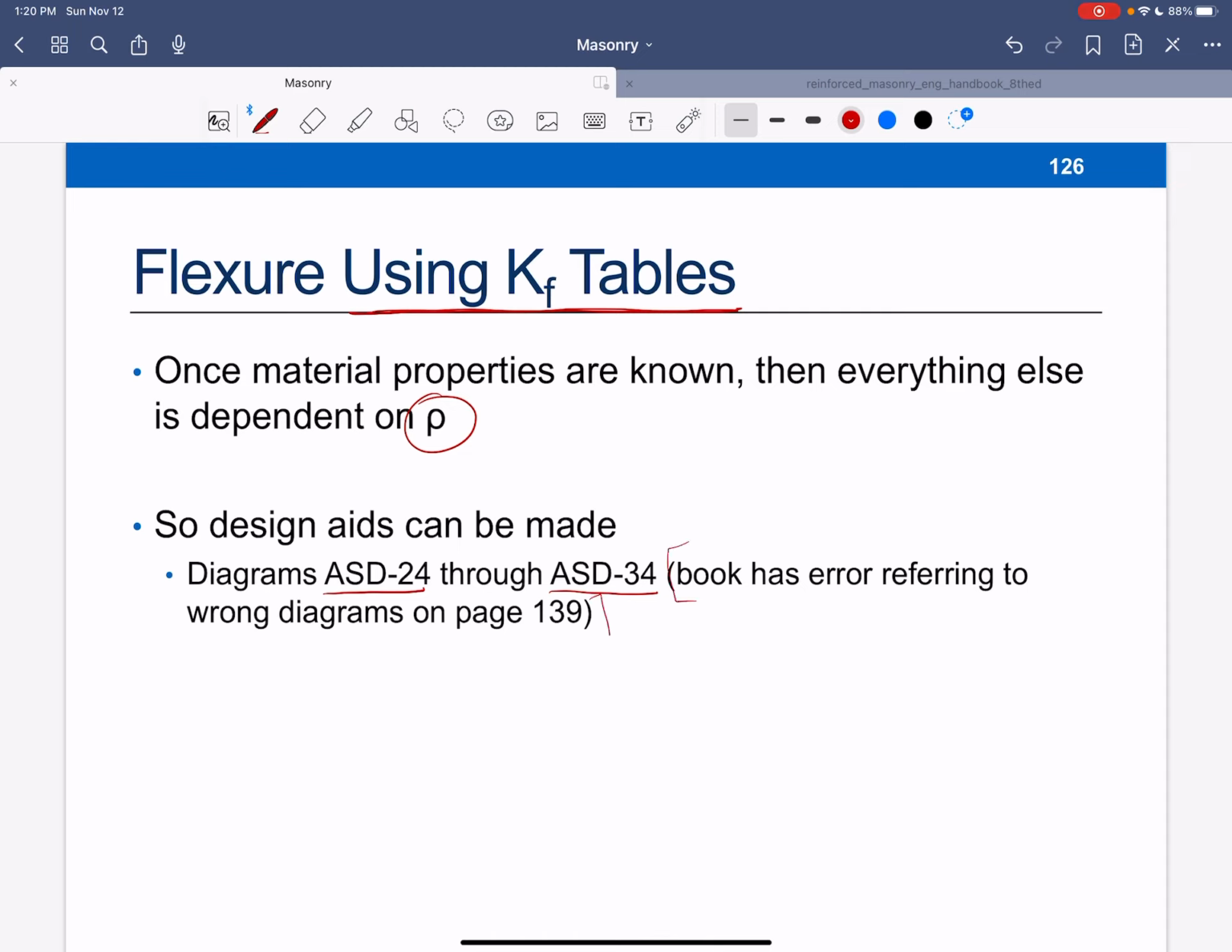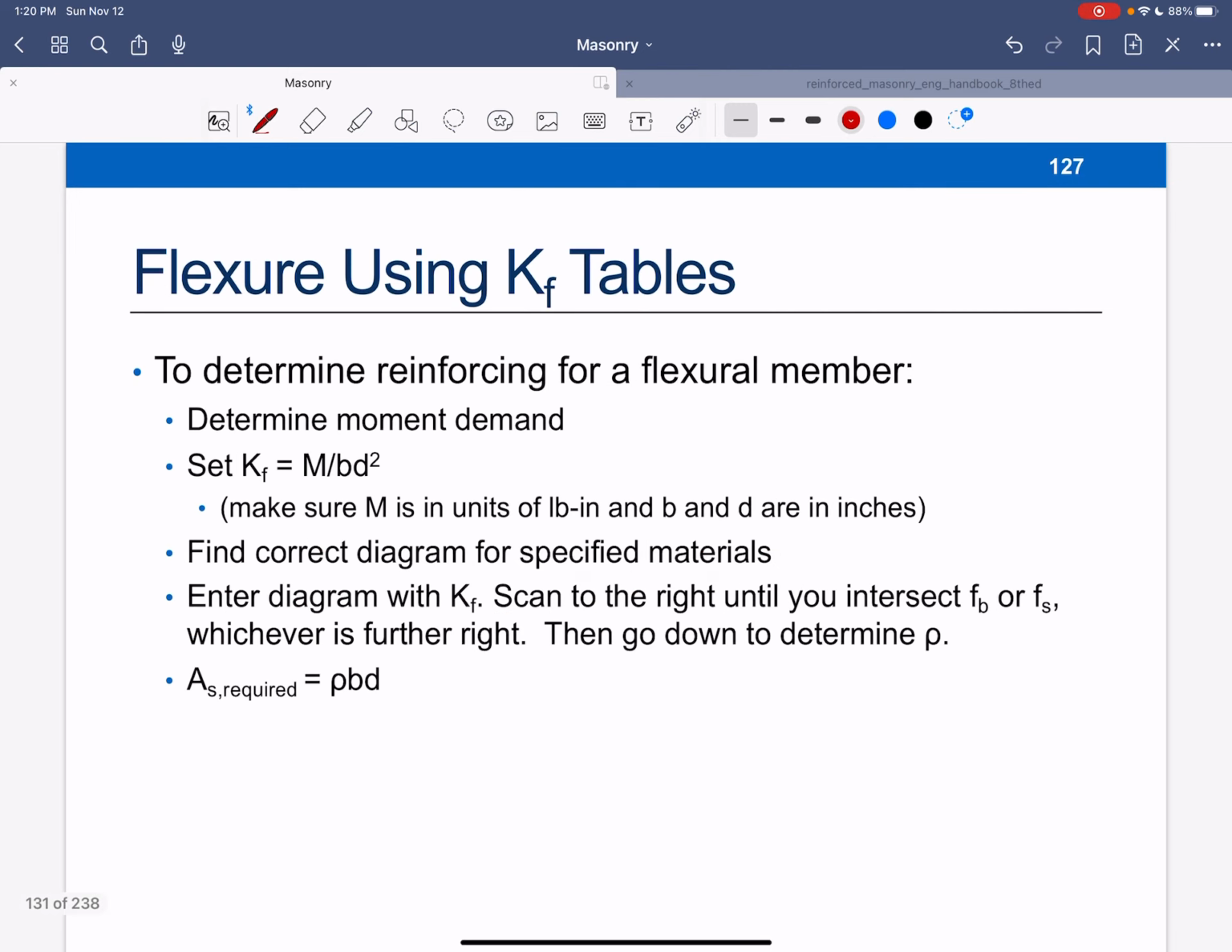the book that was listed for this class, which we're not really using, has an error in it, but don't worry about that. Okay, so ASD 24 is in, again, chapter 14, tables and diagrams in your handbook. So I'm going to hop over to that here in a minute.